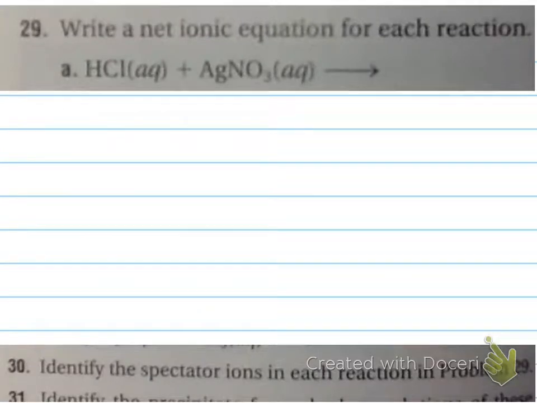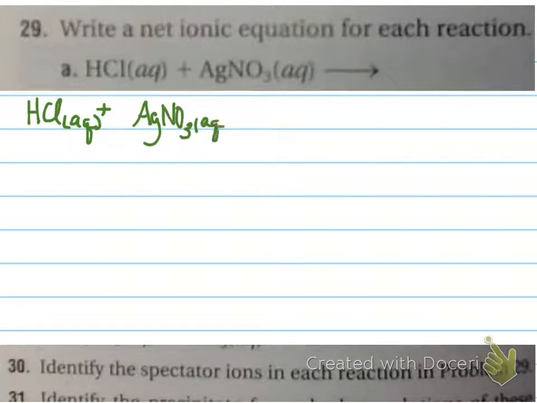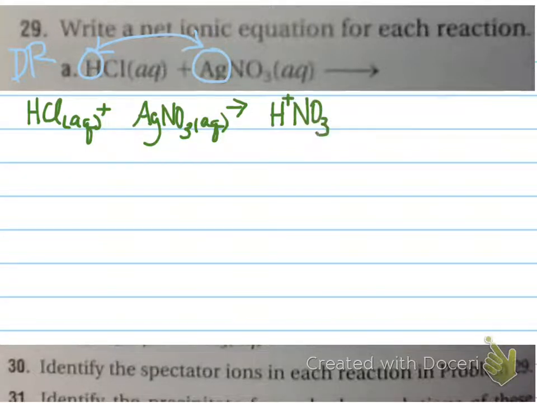29, write a net ionic equation for each reaction. So basically the same thing, the difference being here, they haven't given us our products. So we have HCl aqueous plus AgNO3 aqueous. Now again, this is a double replacement reaction. So hydrogen and silver are my positively charged ions, so they're going to swap partners. So, those are both going to be ionic compounds, so hydrogen is +1, and its partner is going to be nitrate with a -1.